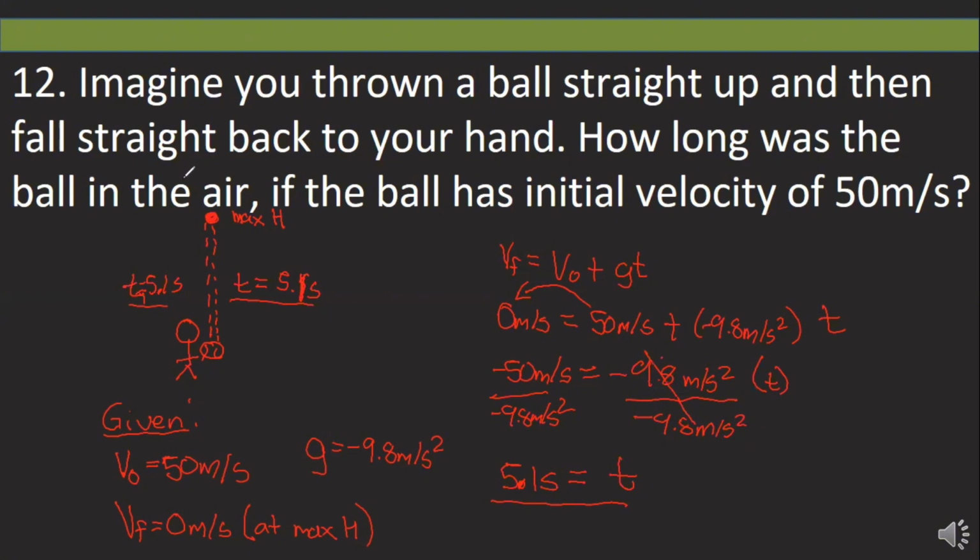In order to find the total flight time, since we're looking for the total flight time from the top and then going back, we just simply multiply 5.1 seconds by 2. So we have 5.1 seconds times 2, which is 10.2 seconds. So this is now the total flight time. Always remember to multiply by 2, because if we use the kinematic equation, we're just finding the time to reach the top. So we need to double the time in order to get the total flight time.